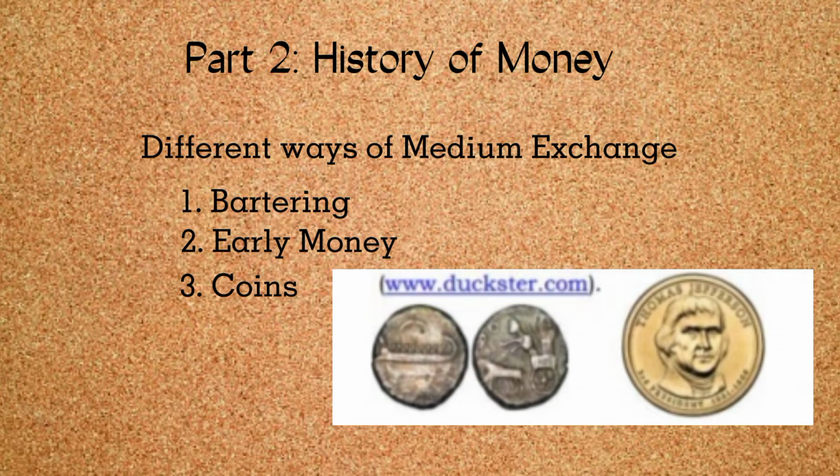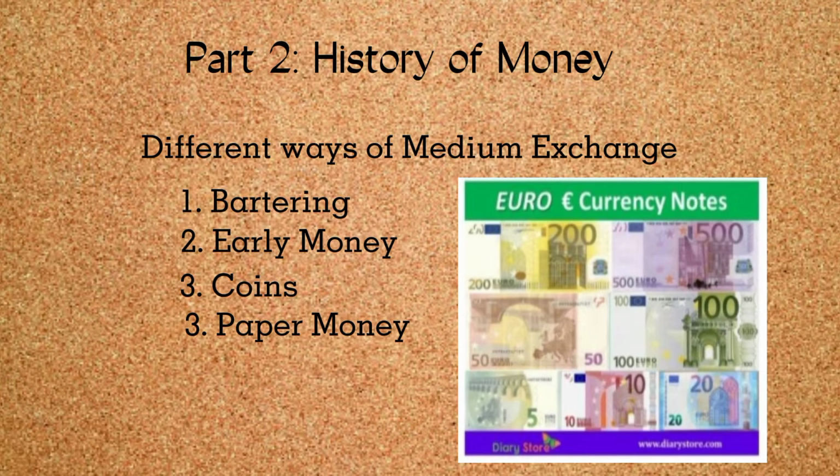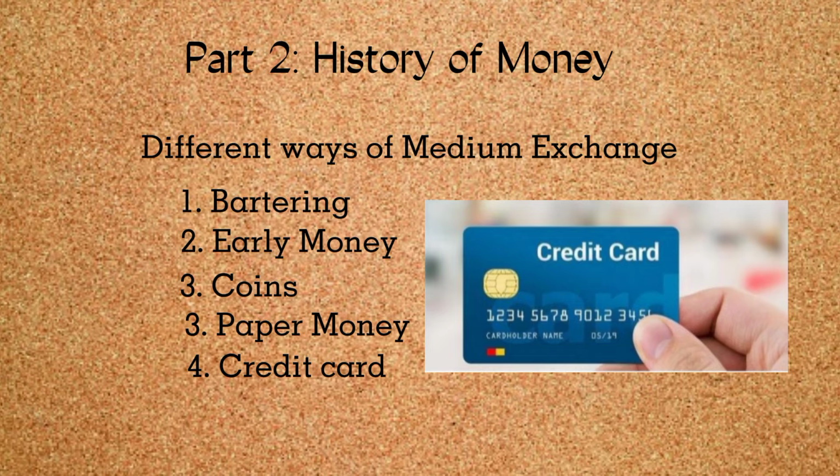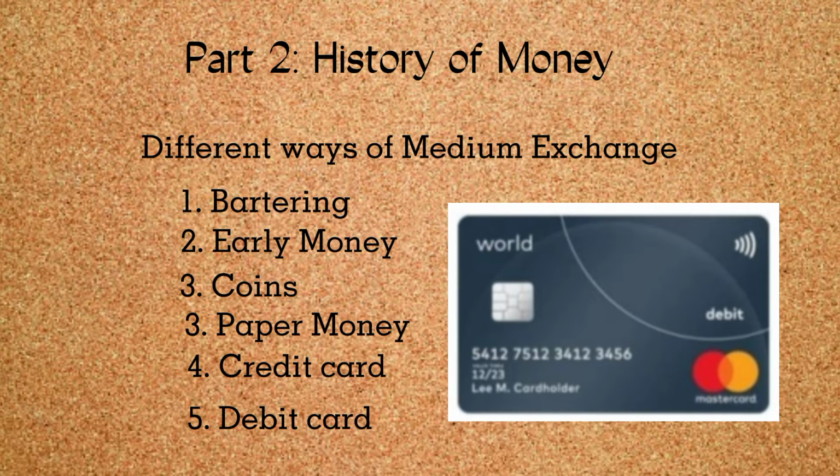Coins. Between 600 and 700 BC, larger cities and civilizations began to use coins made from metal. Paper money was first invented around 600 AD in China. The credit card was first issued in the 1950s and 1960s. And lastly, a debit card is a payment card that deducts money directly from a consumer's checking account to pay for a purchase.